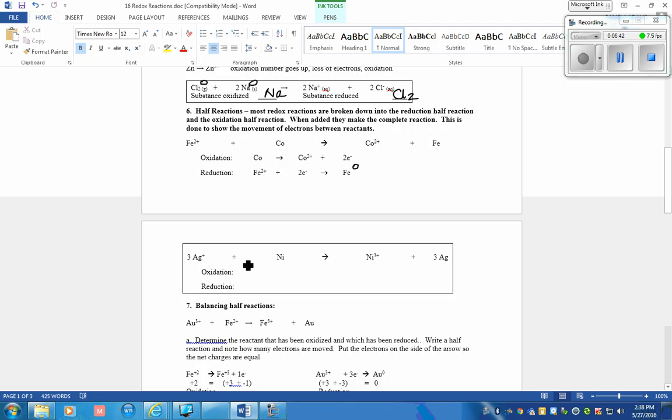Here we have our example problem. We have silver ions, elemental nickel, nickel ions, and silver as it is on the periodic table. For the oxidation portion of this, we need to find the reactant whose oxidation number increases across the arrow. That would be nickel. Nickel becomes the nickel ion when it loses 3 electrons.